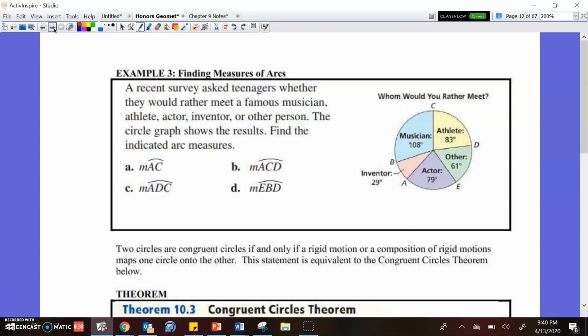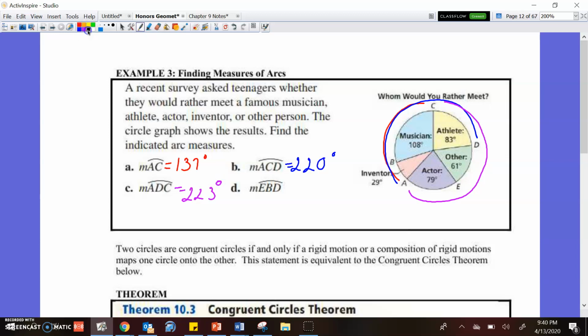The measure of arc AC is 29 plus 108. So if we add those together, we're going to get an answer of 137 degrees. Okay, the measure of arc ACD, this entire thing, I can do 137 plus the 83 that they give me for the people that prefer an athlete, and that's 220 degrees. For letter C, we're going ahead and finding the measure of arc ADC, so all of this. So I can add 79 plus 61 plus 83, and there I'm going to get 223.